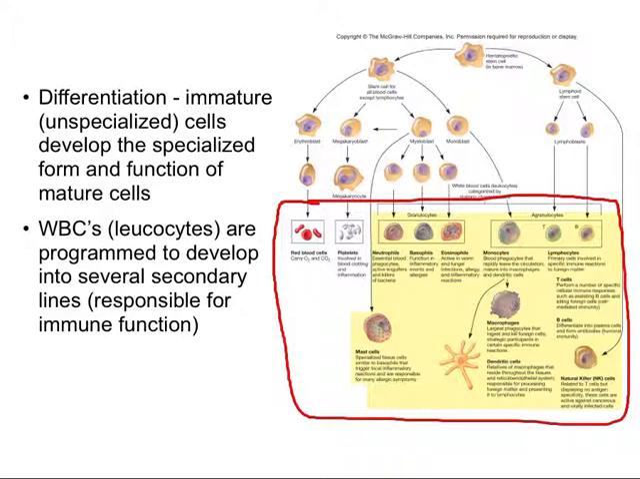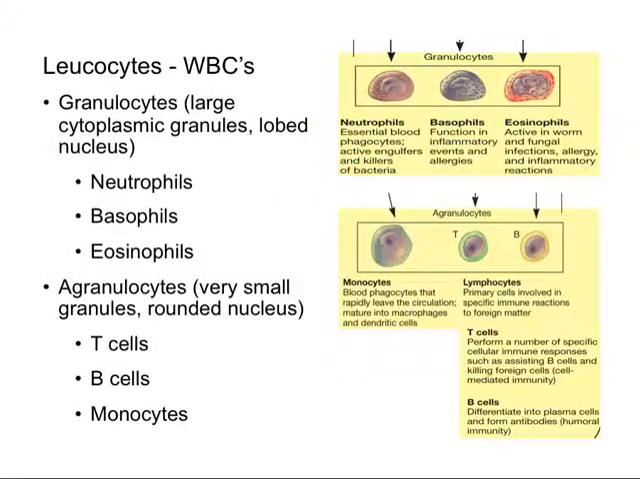They're the white blood cells, or the leukocytes. They're programmed to develop into several secondary lines, and they're responsible primarily for all the different stages in immune function, which is precisely why we're considering them here. You'll notice that red blood cells, erythrocytes, and platelets have a relatively simple line of development. So here's an overview of the leukocytes, or white blood cells.